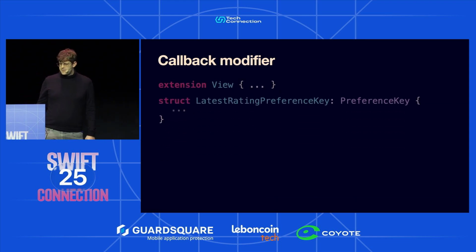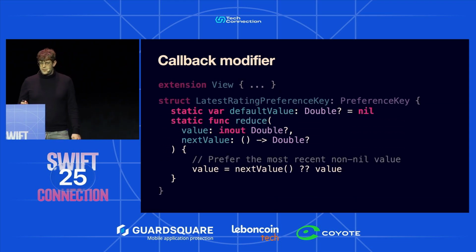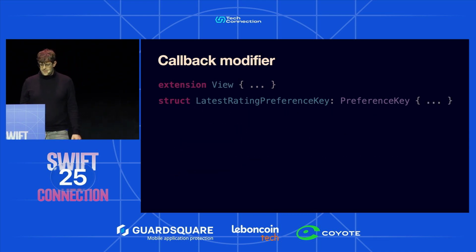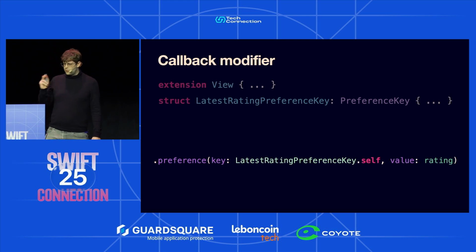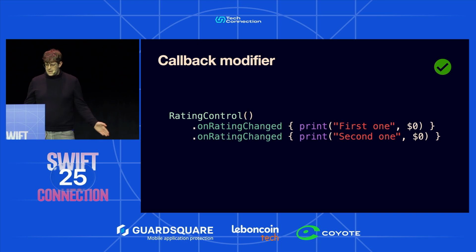And the preference key is two methods. One is a default value that I put to nil because, well, I don't have a default value for that, and a reducer that will decide which value will override another. So with that, you can then provide the preference value using the modifier inside of your component. And now we have a callback modifier that actually triggers any time you want outside of your view. So let's try to use it. This is focusing on actual usage of your API.